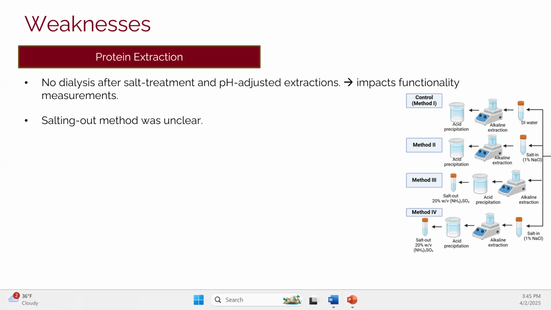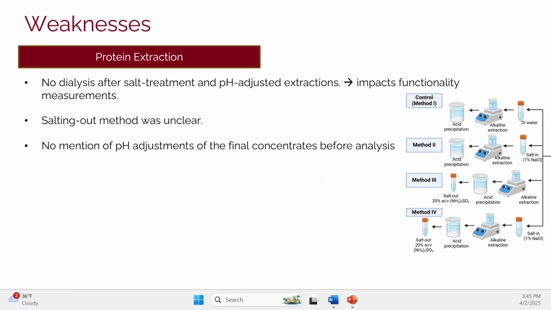Then for me personally, the salting out method was unclear, particularly methods 3 and 4. I wasn't clear if they added the ammonium sulfate to the supernatant of acid precipitation to further recover the protein, or if they did the salting out and acid precipitation methods at the same time. This would interfere with the replicability of this study, and whether other papers can replicate the results, since they didn't fully clarify.